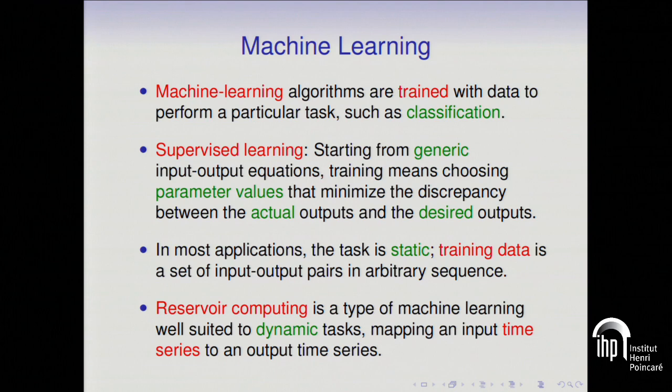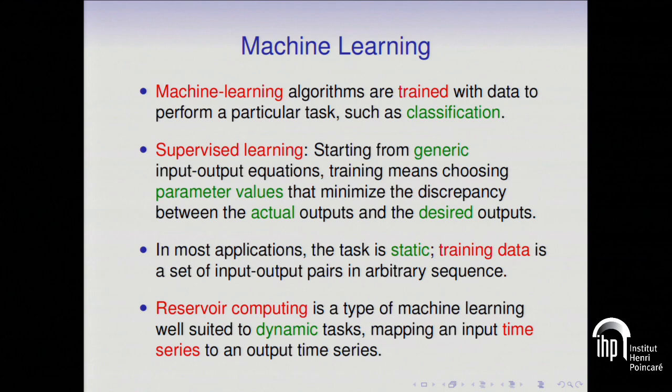For example, in Mark's talk this morning, these were ODEs with a sort of quadratic or bilinear right-hand side. And these input-output equations have lots of parameters. And then in training, we try to find the parameter values that in some sense minimize the discrepancy between the actual outputs of the equations and the desired outputs of the equations. And that discrepancy is expressed in some sort of cost function that we try to minimize.